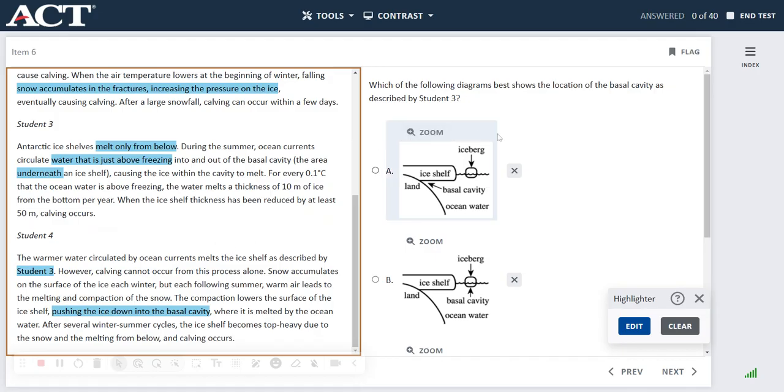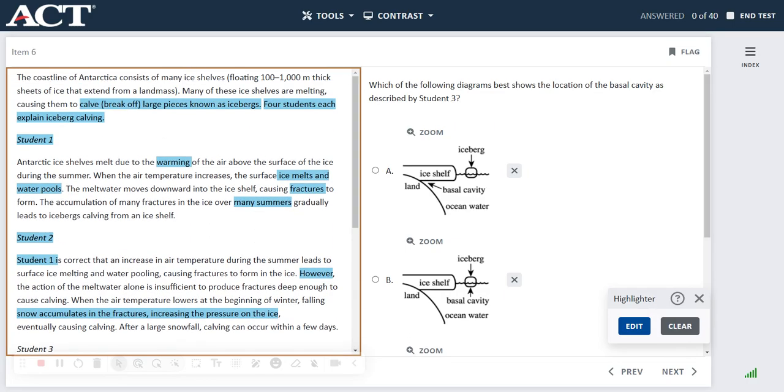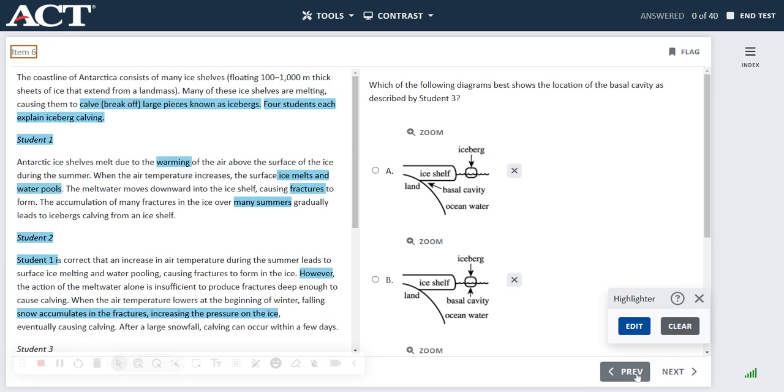Which of the following diagrams? Here's one thing I don't like about the digital test: I can't keep these annotations from question to question. These annotations are only going to stay on item 6. Look, when I move to item 7, they're gone. When I come back to item 6, they're still there.